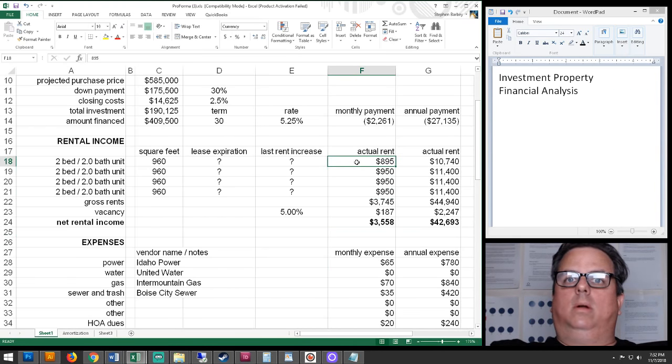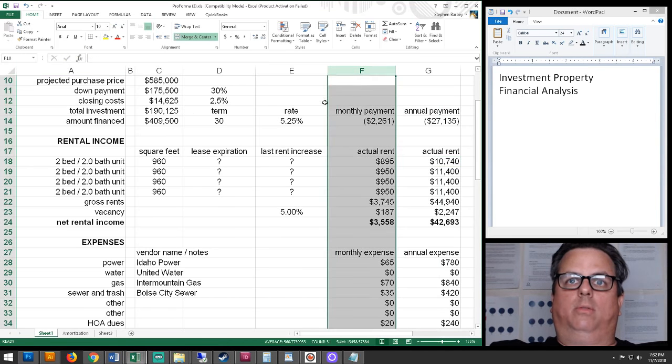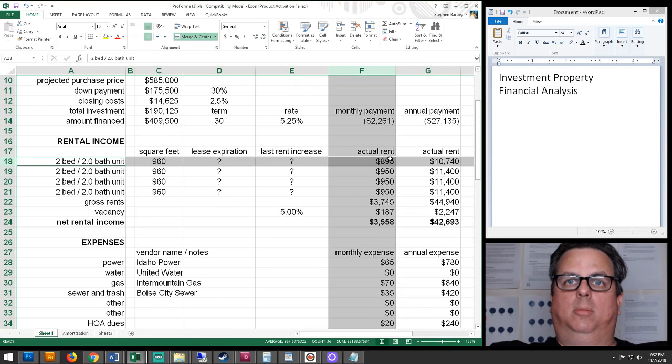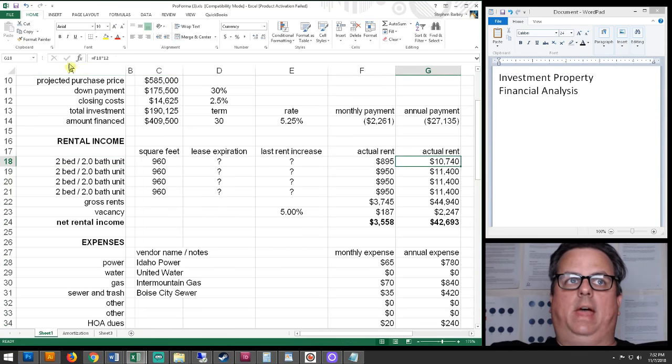And this is what we just plugged in. So this is an equation. This is an equation that equals the sum of these items. This is an equation, it equals that times 12. You can see it right there, F18 times 12.